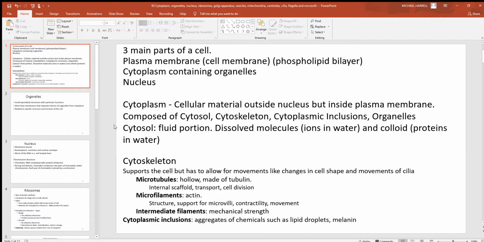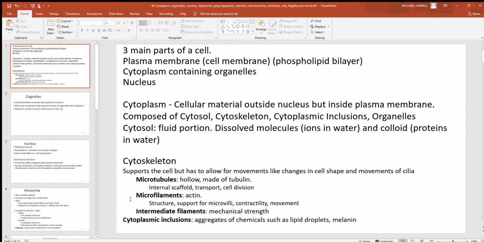So there's our cytosol, the fluid portion. Remember, there's no such thing as pure water inside the body. There's always material in it, ions, proteins, whatever that may be. But coming back to the cytoskeleton here, you can see there's different parts and structures within it. The microtubules are good for internal scaffolding, giving the cell some shape and structure. They're also good for transport. You'll also see them used during cellular division. We'll look at mitosis further along.